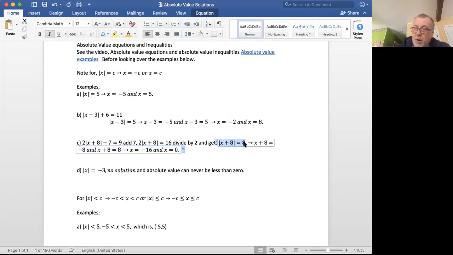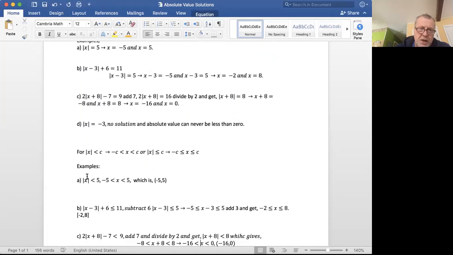Now we do our process. x plus 8 equals minus 8, and x plus 8 equals 8. For x plus 8 equals minus 8, we subtract 8 from both sides, and that gives us x equals minus 16. In the other case, for x plus 8 equals 8, we subtract 8 and we get x equals 0.